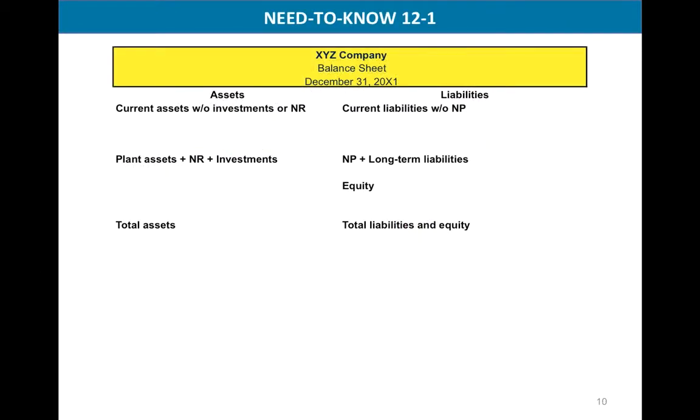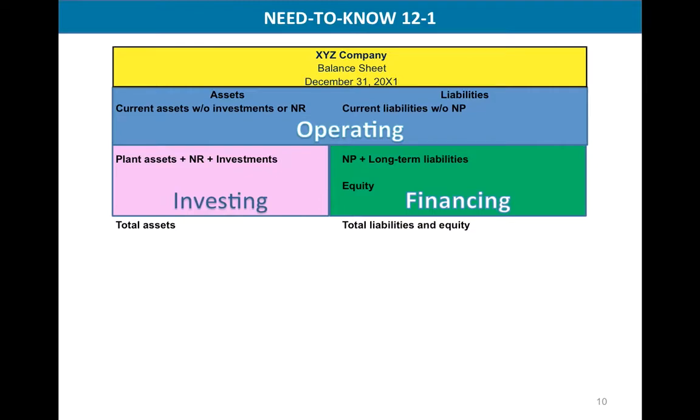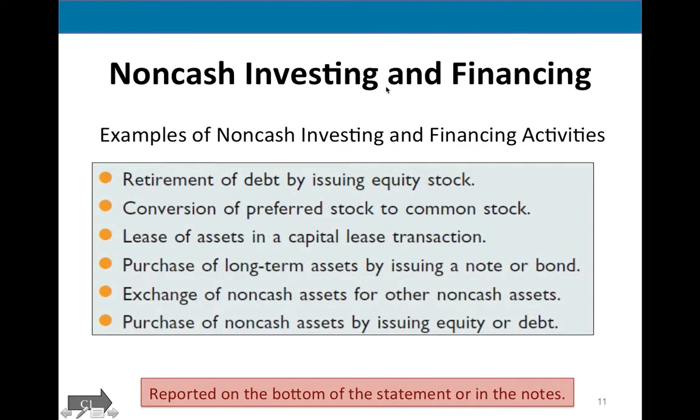Okay, so that's the classification. You have this table in your textbook, which again shows how we classify our cash flows into 3 categories. Now, there are some non-cash investing and financing activities, and these are examples, right? We retire debt by issuing equity stock. Like instead of paying back on a bond, we convert them into shares of stock. Right, so we give our bondholders shares of stock and there's no cash exchange.